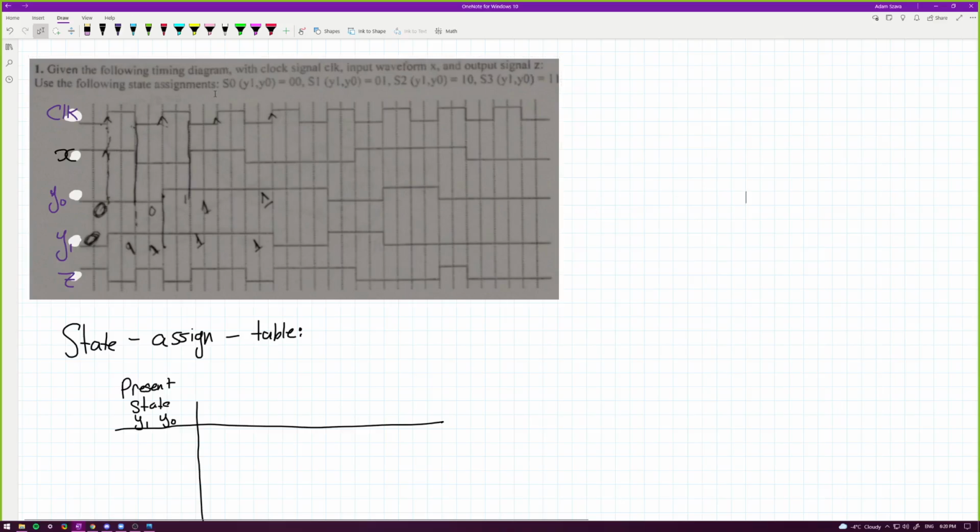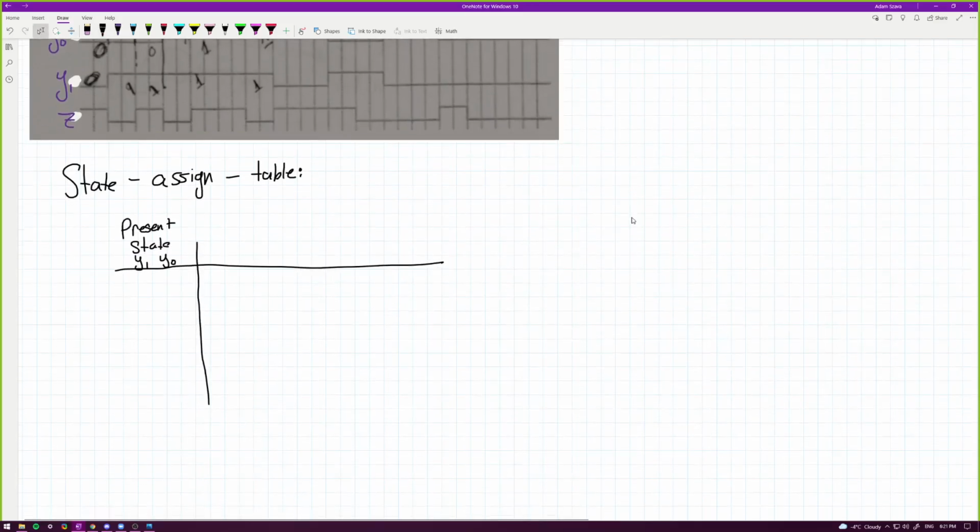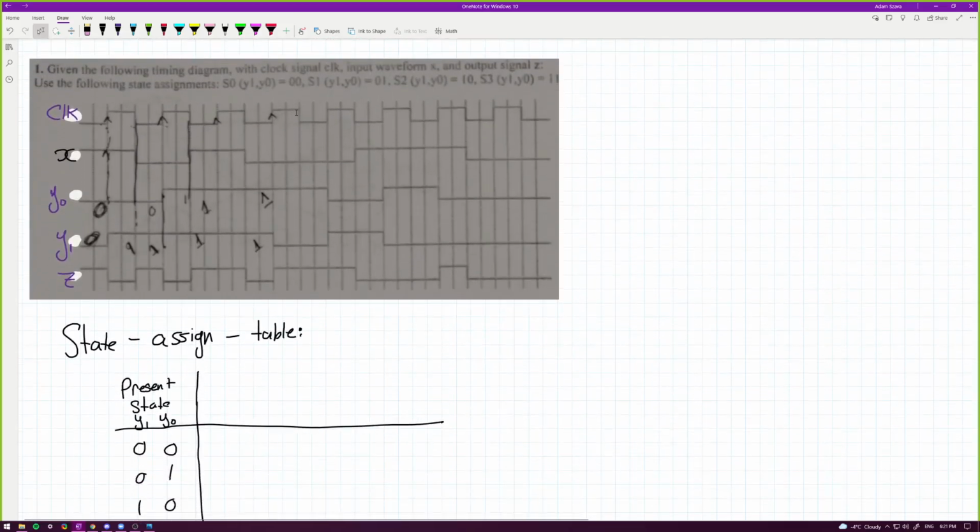That's something I didn't mention here yet: they told us which combination of Y1 and Y0 gives us different states. So if Y1 is 0 and Y0 is 0, we're in state 0. Otherwise, there are all these other combinations for present states: 00, 01, 10, 11. Those are our possible states, and we happen to have four different states here.